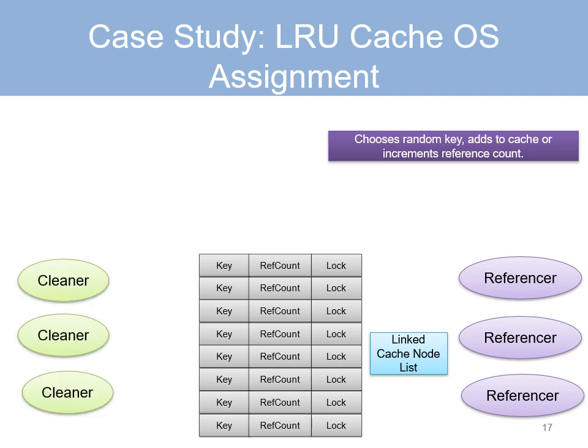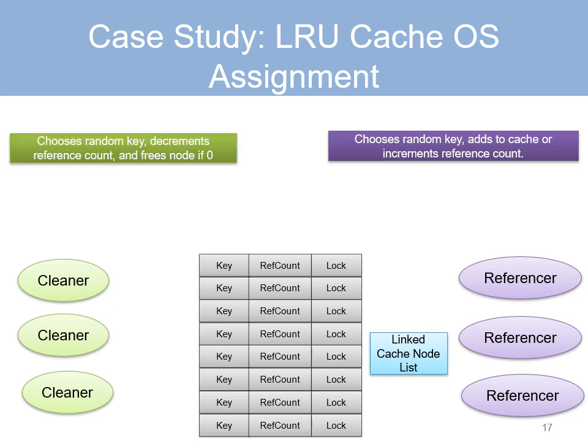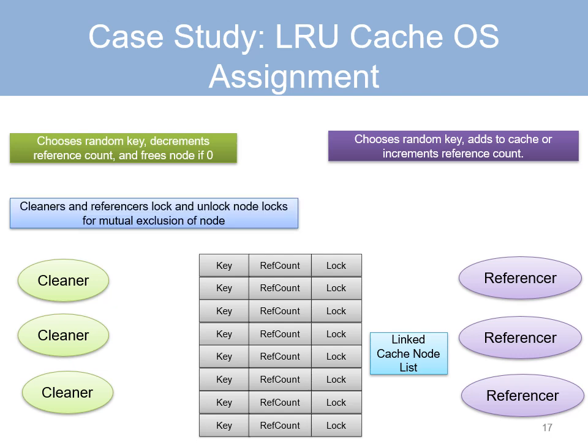Then there were a bunch of cleaners, and each cleaner was a thread that again chose a random key and checked if the key was in the cache. If it was, it decremented the reference count, and if the reference count went to 0, it freed it. And they used the node locks for mutual exclusion.